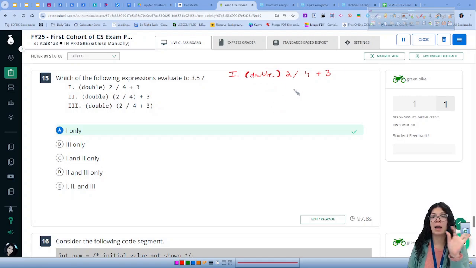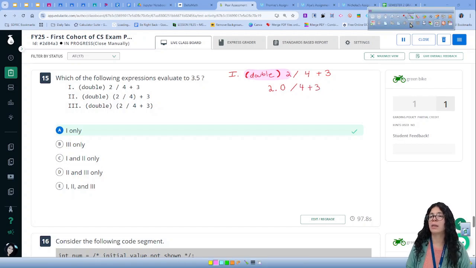Typecasting has high precedence, and the typecasting applies directly to the number that it is next to. So the double here would mean that I am converting an int to a double. So it changes it to 2.0. The rest of this I will write down. And then now I have to think about the next operation in the order of operations.